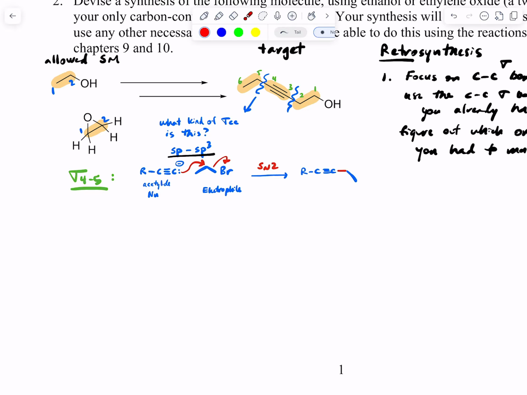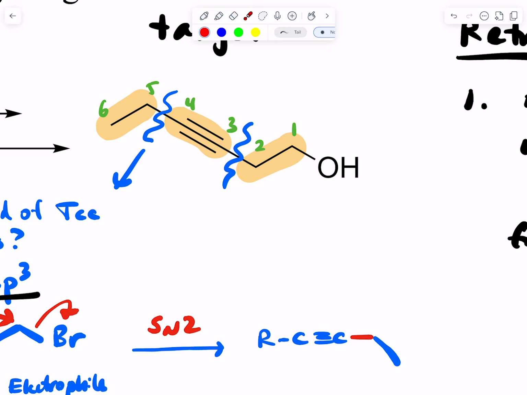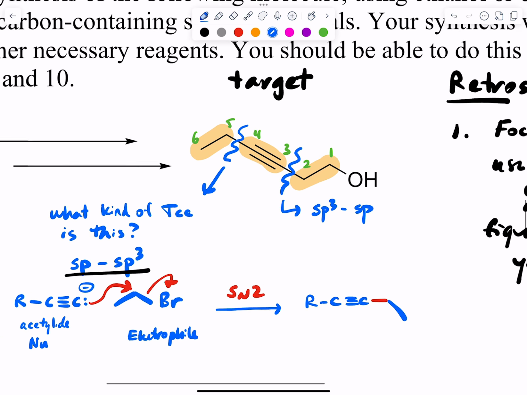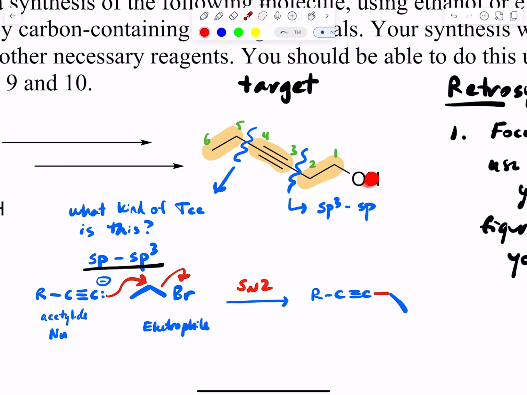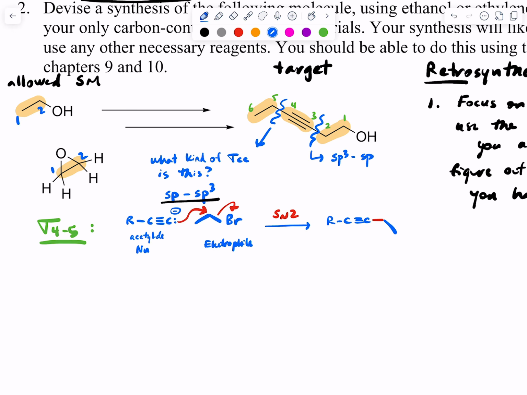And yeah, looks great. What about the bond between 2 and 3? That's also a bond between an sp3 carbon and an sp carbon. The difference is you've got an OH over here, whereas over here there was no OH. Okay, any ideas, strategies for making the bond between 2 and 3?